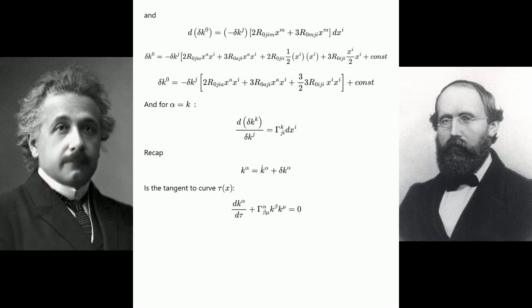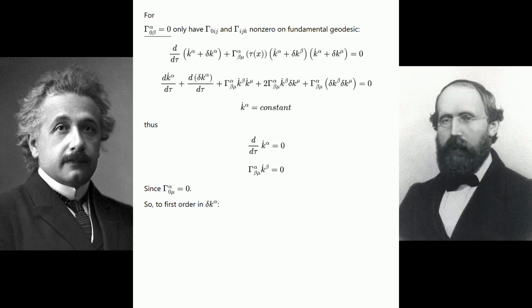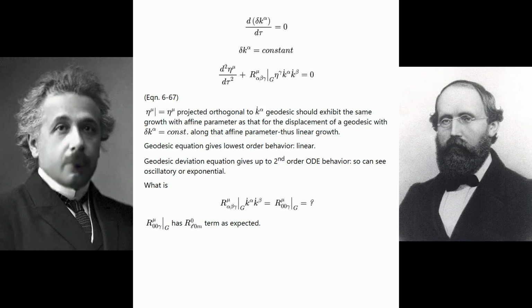It is the tangent to curve τ of x. See the equation. For Γ^α_0β equals 0, we only have Γ_0ij and Γ_ijk non-zero on the fundamental geodesic. See the group of equations. Thus see the equations shown, since Γ^α_0μ equals 0. So, to first order in δk^α, equation 6-67. δa^μ| equals δa^μ projected orthogonal to k^α.